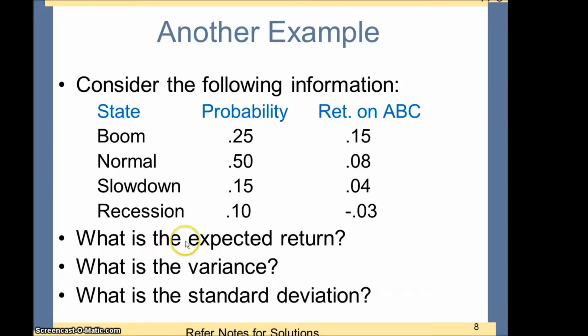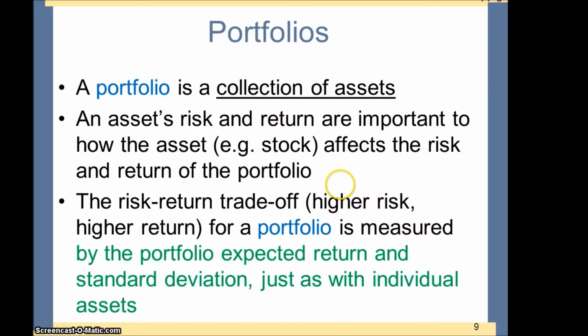So the question asks, what is the expected return? The solution is, you use the probability times the individual return, which means 0.25 times 15% plus 0.5 times 8% plus 0.15 times 4% plus 0.1 times negative 3%. So you get an answer.